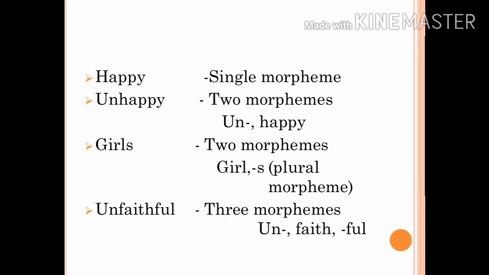Similarly, the word girls consists of two morphemes, girl and the plural morpheme s. Again, consider the word unfaithful. It can be divided into three meaningful units, that is un, faith and full. So, this word consists of three morphemes.